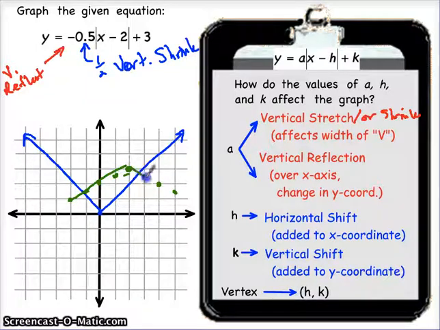So the V shape is going to look much flatter with a vertex at 2, 3, but also traveling downwards.